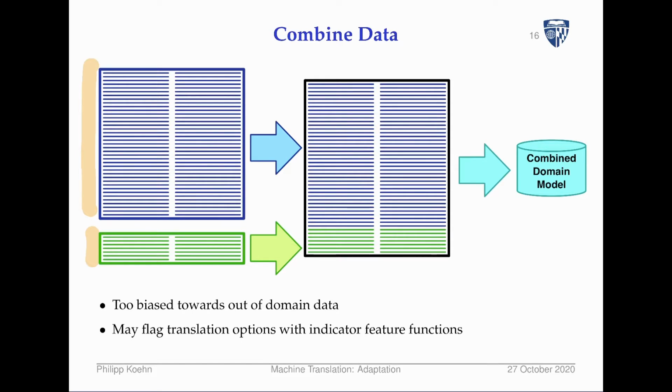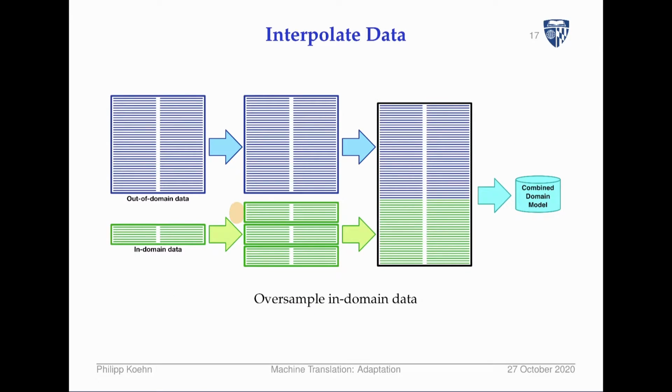The problem, of course, is this is going to be too biased towards the out-of-domain data. So the out-of-domain data is much, much larger than the little bit of in-domain data you have. So the first obvious solution to that is to just oversample the in-domain data. Let's throw it in 3 times. So the in-domain data is now weighted more heavily than the out-of-domain data. And in the final training, they balance each other out more nicely.